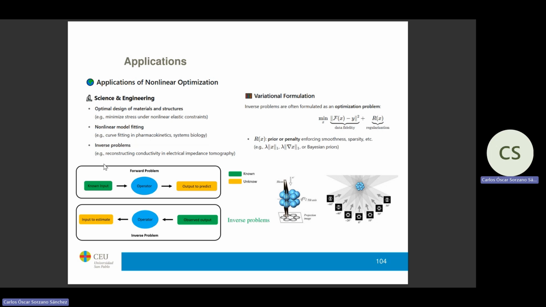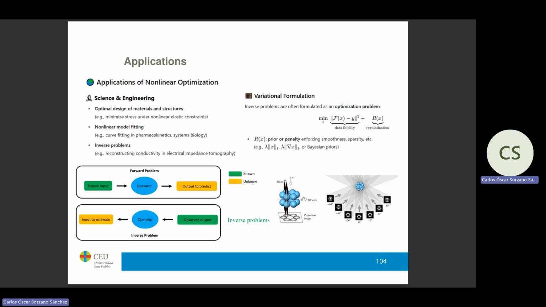So an inverse problem, it refers to, so you have some input to a system, then this operator of this system transforms this input into an output. And this is called the forward problem. And then the inverse problem is the opposite. So you observe the output of a system, and you try to figure out what was the input of that system. Okay, and most of these inverse problems, they are formulated in this way.